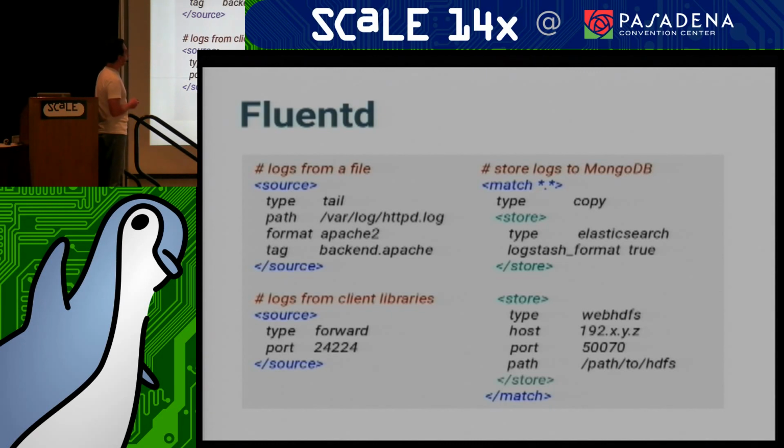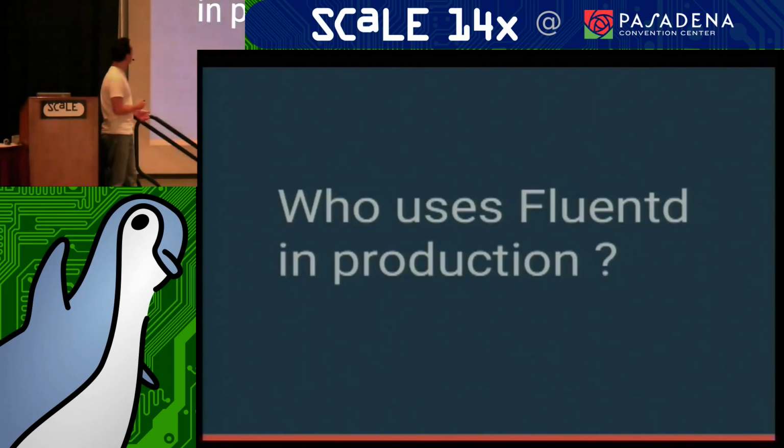The type of output that we have is copy. What does copy mean? That for each record, we are making a copy for two kinds of stores. The first one is for Elasticsearch. We are using the logstash format. And then for each copy, we also send it to the Hadoop file system, which is located on this host, this port, and this path. So what I'm trying to explain here is that it does not matter what kind of data you get. You can store it as you want, and that is quite good.